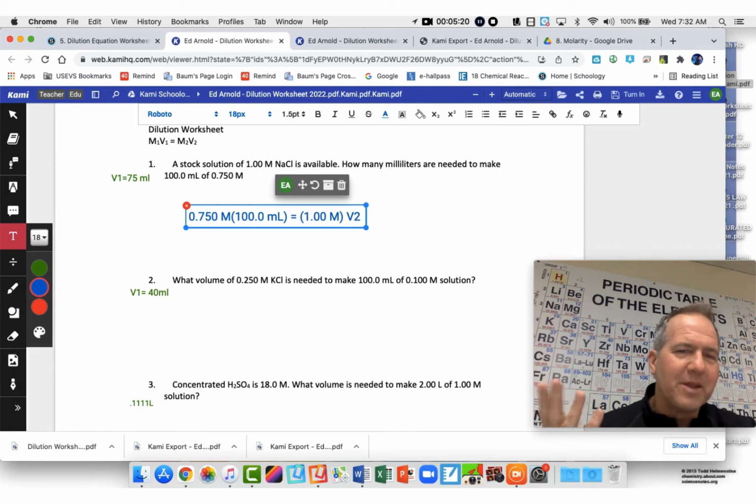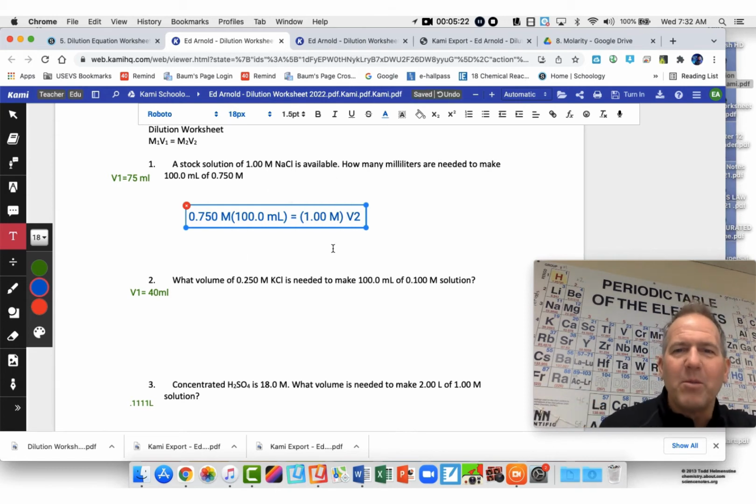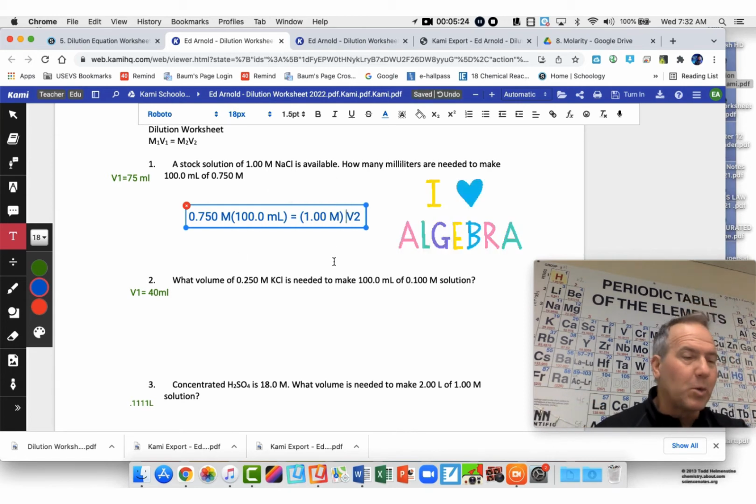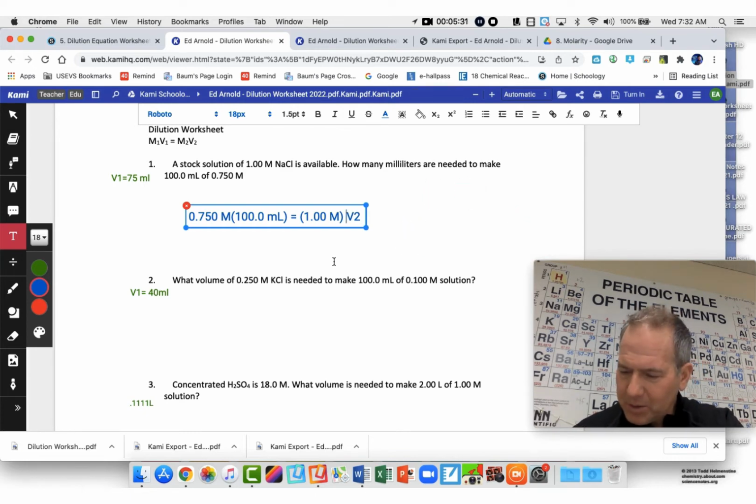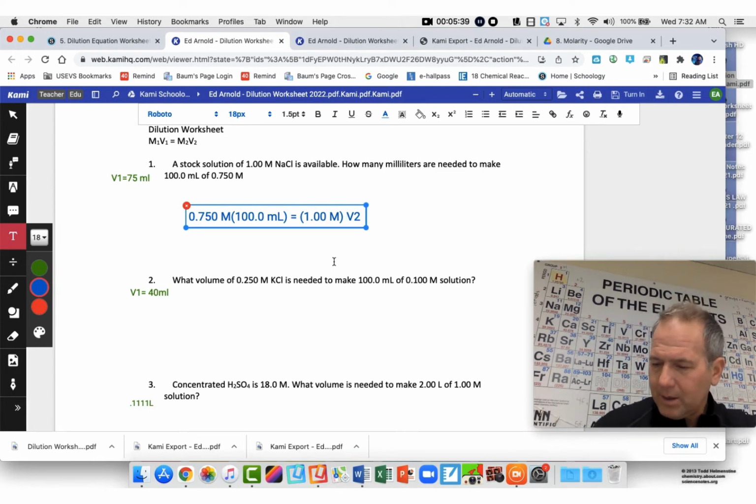I solved for V1, but that's okay. It doesn't matter. Now remember, when we're solving these equations, we're doing our quick algebra. Oops, our calculator is gone. Quick algebra just means that we are not going to rewrite it. We're just going to do the math in our heads. Okay, there she's back.